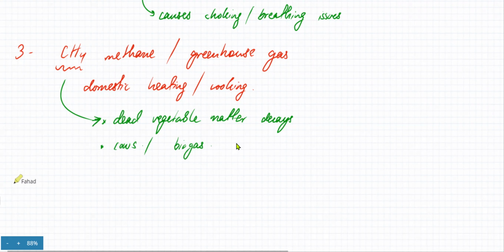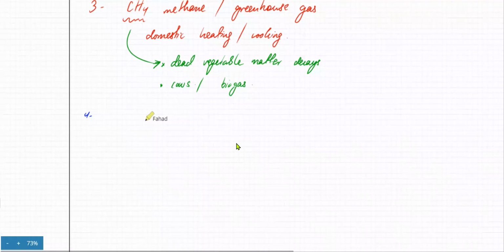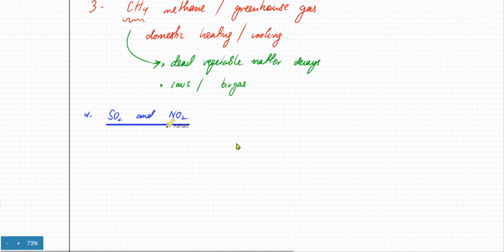Number four is SO2 and NO2, which we have talked about earlier as well. These two gases are acidic, and they cause acid rain. So let's revise a little bit: the source of SO2.